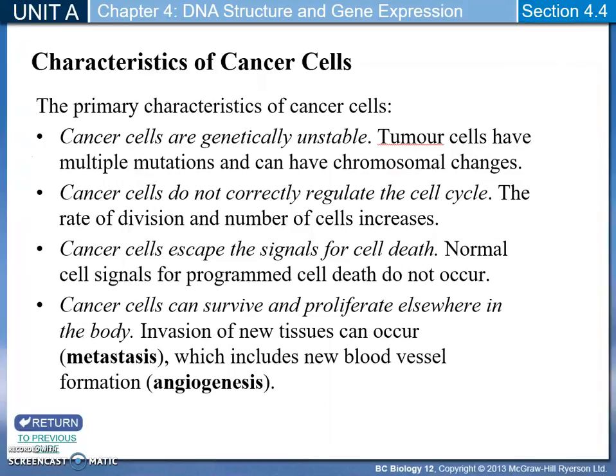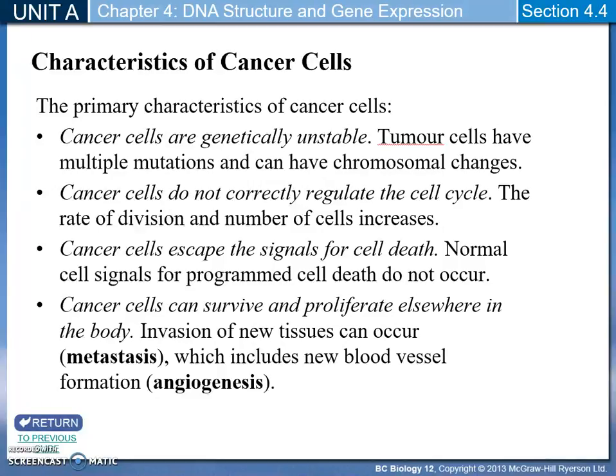So characteristics of cancer cells, the primary characteristics are that they are genetically unstable, and so tumor cells have multiple mutations and can have chromosomal changes. Cancer cells do not correctly regulate the cell cycle, so the rate of division and the number of cells increases at an abnormally high rate. Cancer cells can escape the signals for cell death.